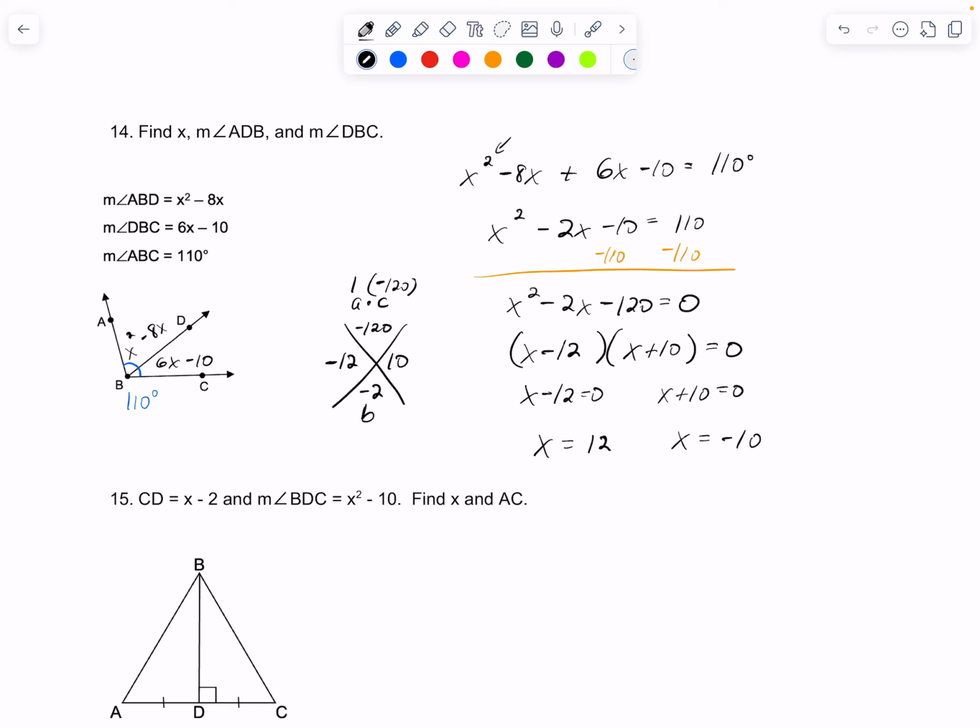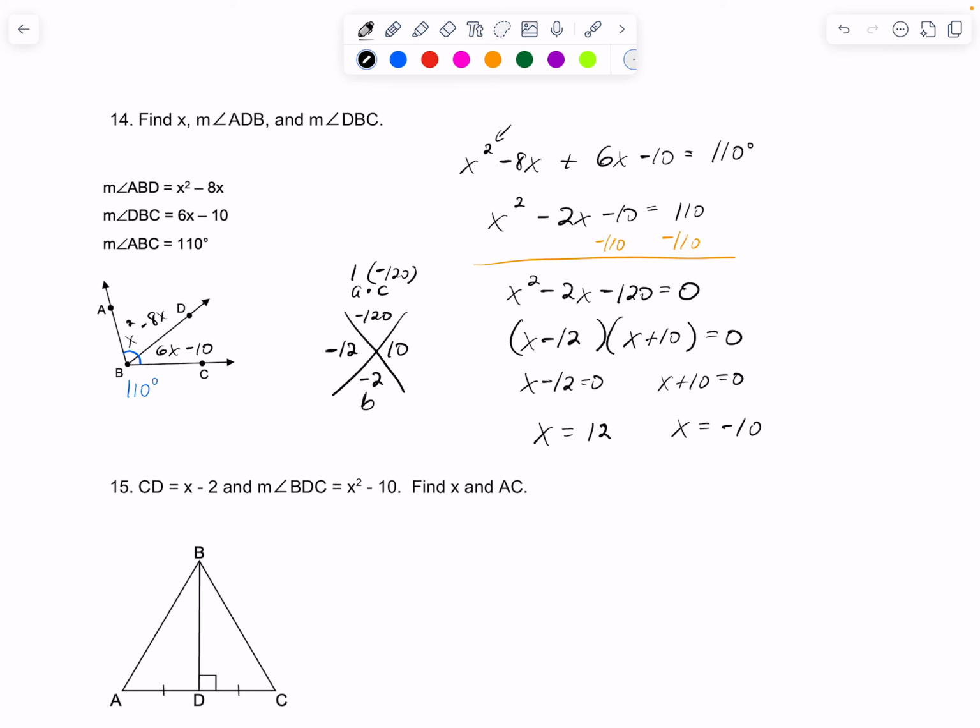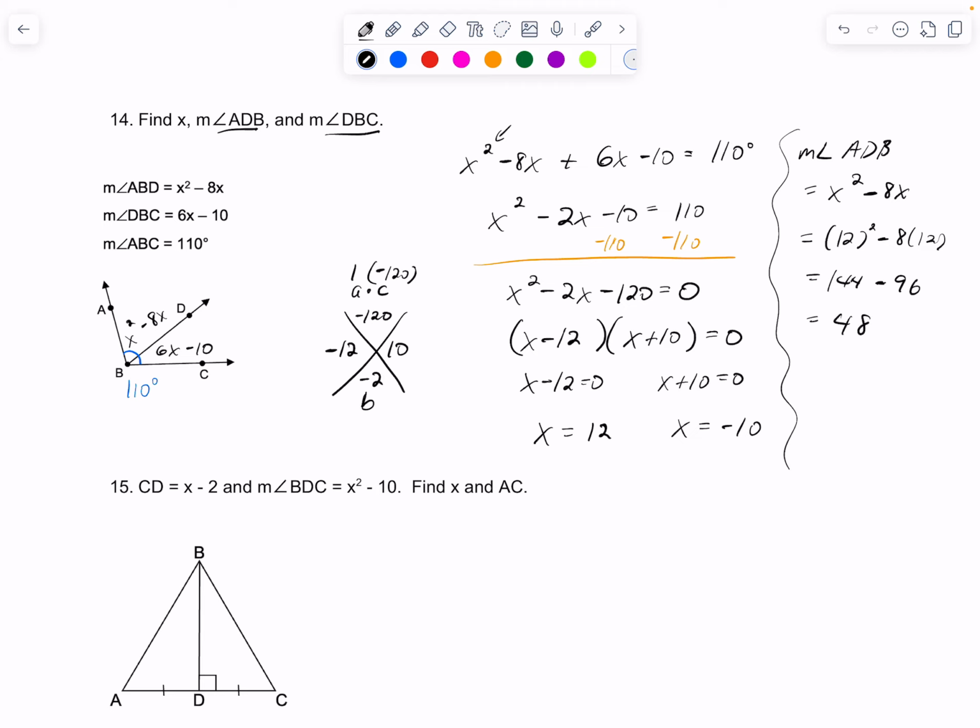All right, now the other part of this asks us to find ADB and DBC, right? Those angle measures. So ADB is equal to x squared, this is the measure of angle ADB. That's the same as x squared minus 8x. So I'm going to plug in the 12 squared minus 8 times 12. And that's going to give me 144 minus 96. All right, so 144 minus 96, I believe that's going to be 48.